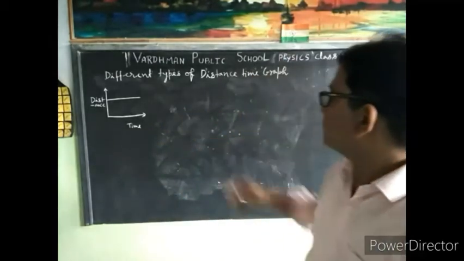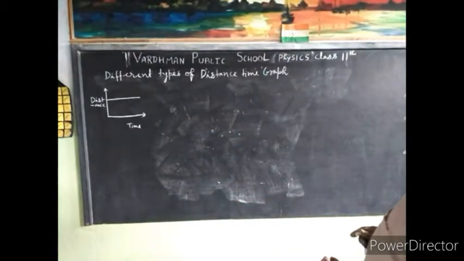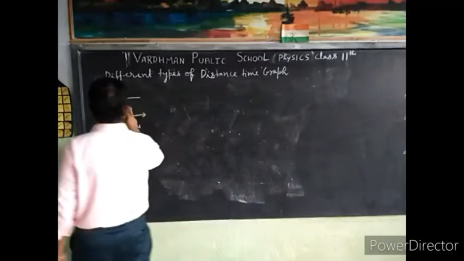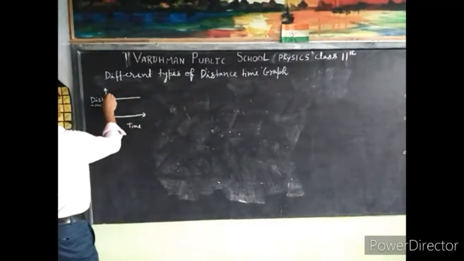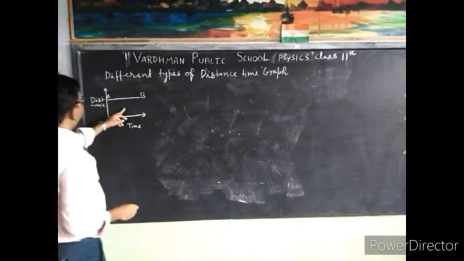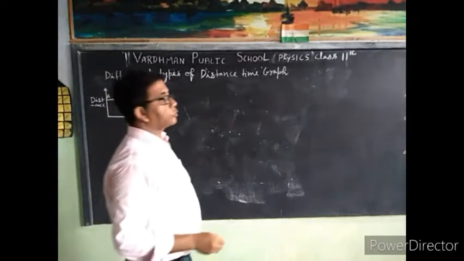Now the first graph, the distance time graph, shows a body at rest. Slope of AB is 0 and speed is also 0.